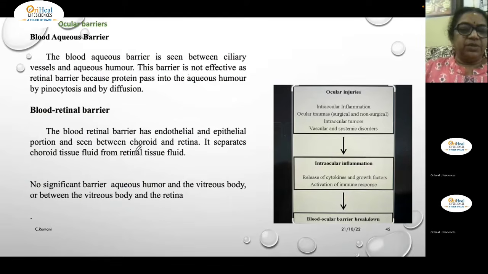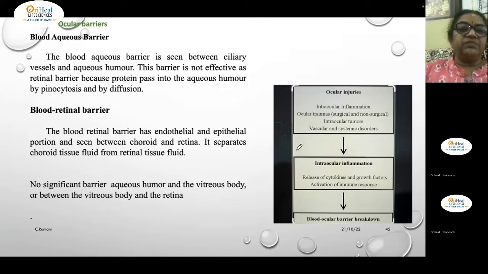So these barriers are important in the sense that they mainly protect the eye from the surrounding systemic circulation, any toxins, so they don't find any entry into the eye. So that is basically a protective mechanism. That is why we also say that the eye is an immunologically privileged site.